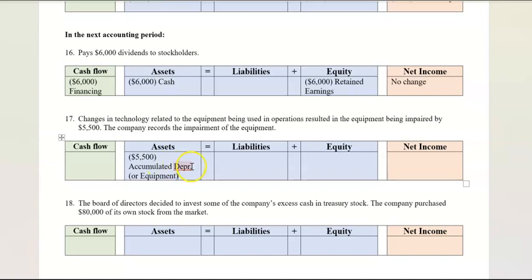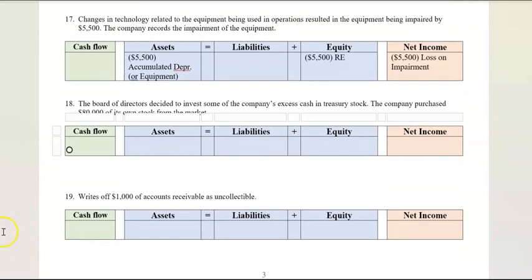Let's assume that the company increases accumulated depreciation. And the other side of that journal entry would be to net income. We're going to see a loss on the income statement, a $5,500 loss on impairment. And that's typically going to be reported in the non-operating section of the income statement. Assuming that the closing entries were recorded right away, this would lead to a $5,500 decrease in retained earnings.